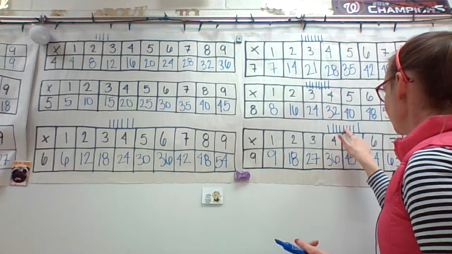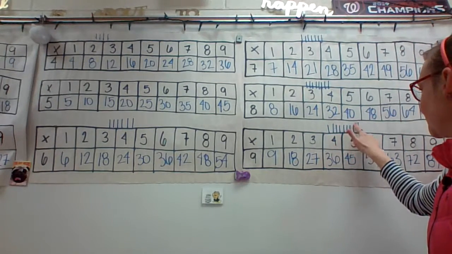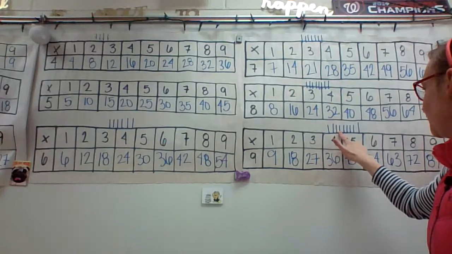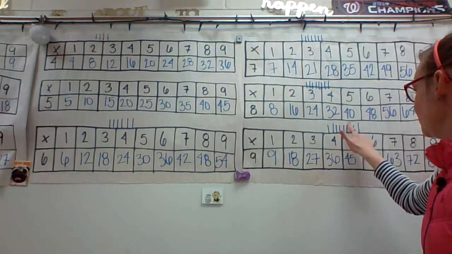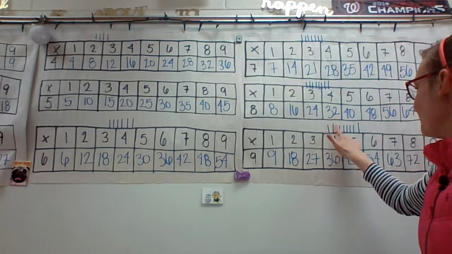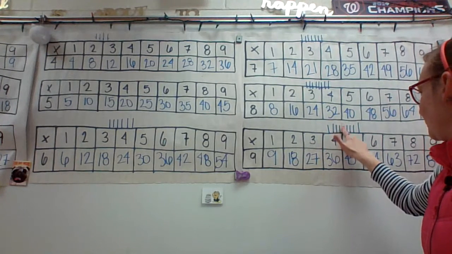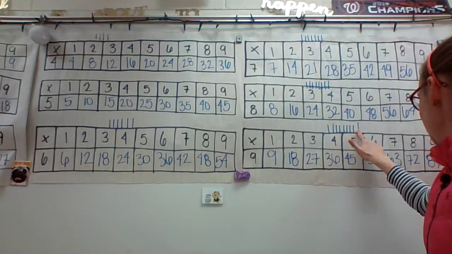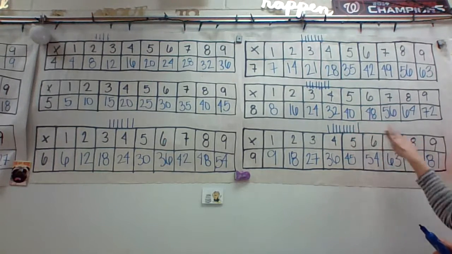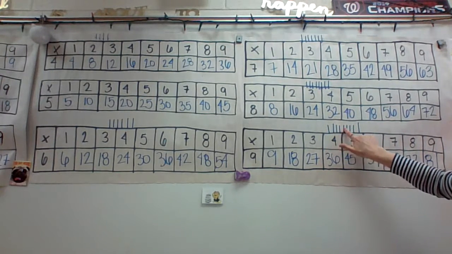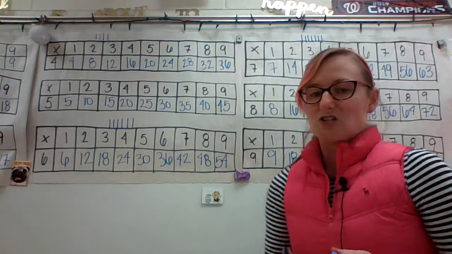10, 11, 12, 13, 14, 15, 16, 17, 18, 19, 20, 21, 22, 23, 24, 25, 26, 27, 28, 29, 30, 31, 32, 33, 34, 35, 36, 37, 38, 39, 40, 41, 42, 43, 44, 45, 46, 47, 48, 49, 50, 51, 52, 53, 54, 55, 56, 57, 58, 59, 60, 61, 62, 63, 64, 65, 66, 67, 68, 69, 70, 71, 72, 73, 74, 75, 76, 77, 78, 79, 80, 81. Great job, Lafayette Lions.